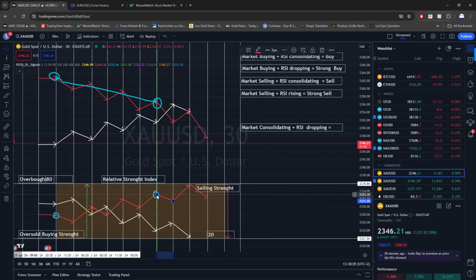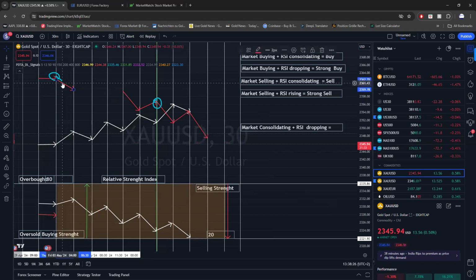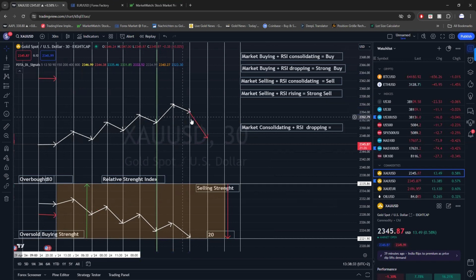Let's clear this. Some of you might want me to clear this so you can actually see. I'm going to leave these ones. I'm going to leave the white one because it actually indicates the RSI dropping. And let me remove these ones here as well. Just think about it. Give yourself a minute. What happens when the market is consolidating and the RSI is dropping? Let me put the scenario here.